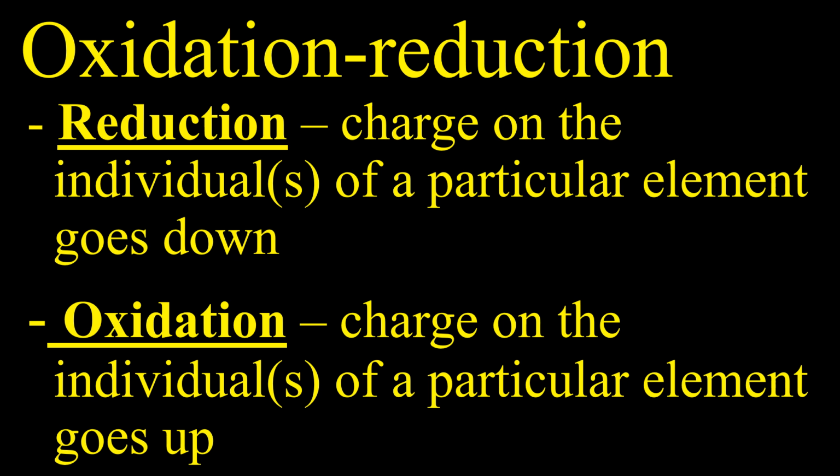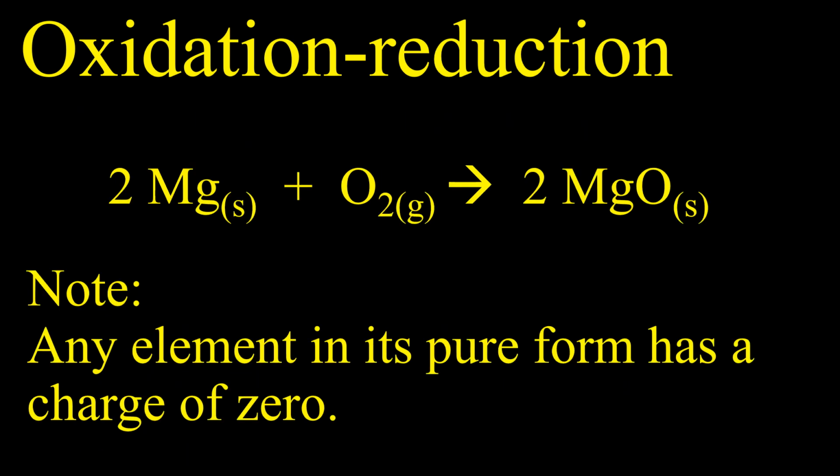Reduction means charge goes down. Then the opposite of reduction is oxidation. Oxidation means charge goes up. So let's do an example. Here we have magnesium.